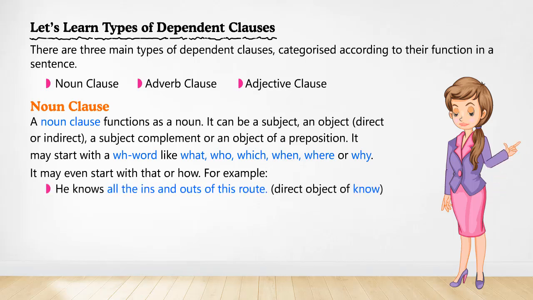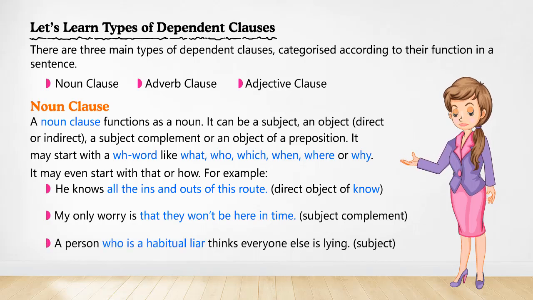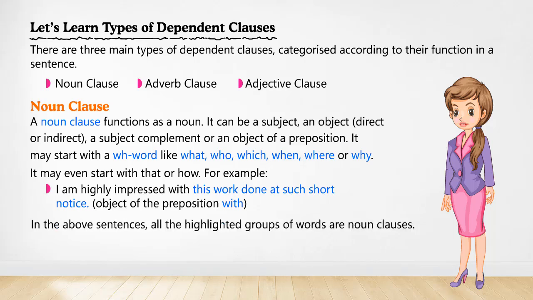For example, he knows all the ins and outs of this route, direct object of know. My only worry is that they won't be here in time. Subject complement. A person who is a habitual liar thinks everyone else is lying. Subject. I'm highly impressed with this work done at such short notice. Object of the preposition with. In the above sentences, all the highlighted groups of words are noun clauses.